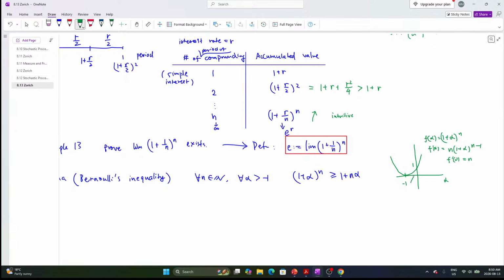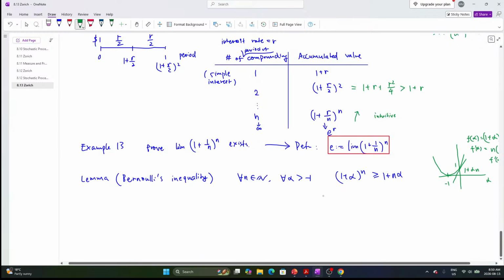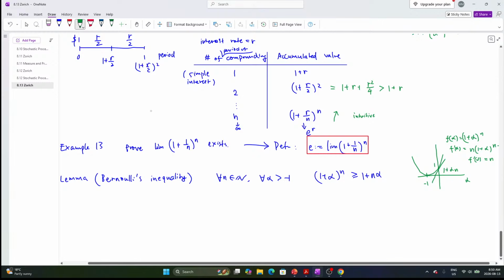So that means the tangent line, using the slope and intercept form, is just 1 plus alpha n. The intercept is 1, slope is n. And because the function f of alpha is convex, it lies above all of its tangent lines, and this is just a particular instance of it. So that's the geometric interpretation of the Bernoulli's inequality. And of course, here we're not assuming calculus. We're going to prove this in a more elementary way.